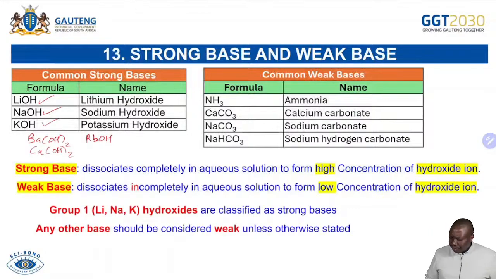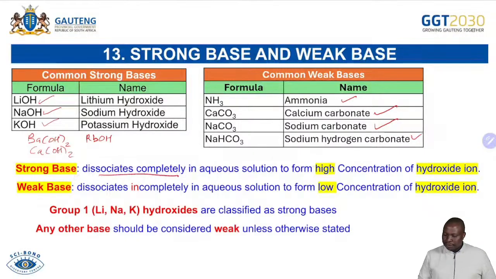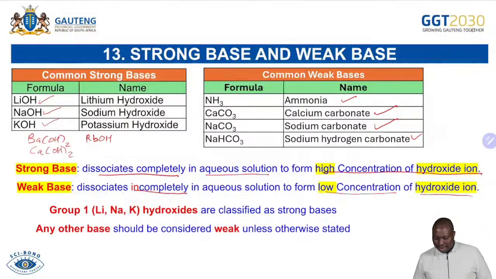Now, when it comes to weak bases, we are saying they are ammonia and the carbonates: calcium carbonate, sodium carbonate, sodium hydrogen carbonate. So you see that those are your common weak bases. And we are saying the strong bases dissociate completely in water or in aqueous solution to form a high concentration of hydroxide ions. The weak bases dissociate incompletely in aqueous solution to form a low concentration of hydroxide ions.